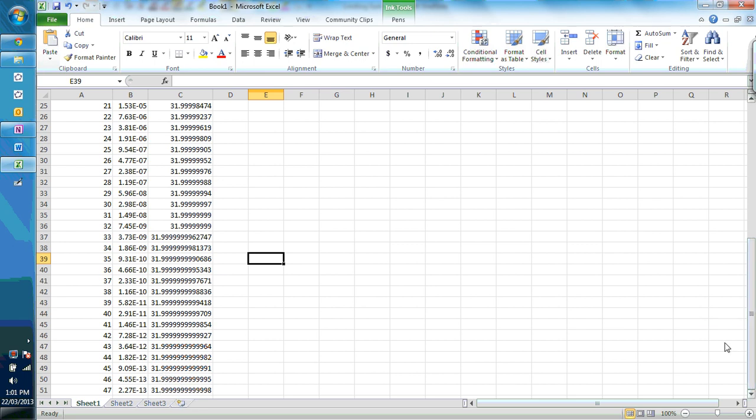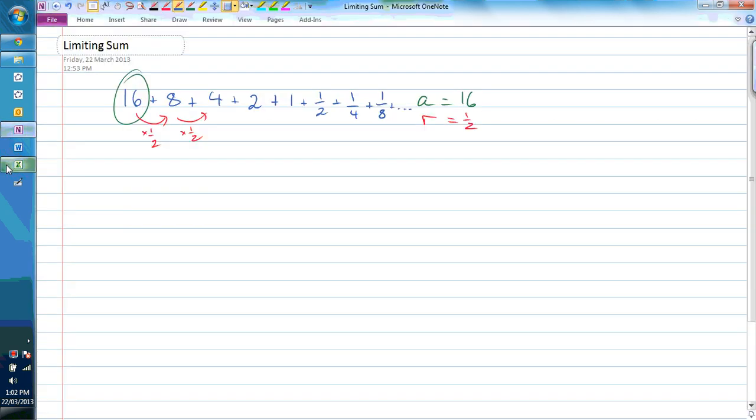And this is the mathematical idea behind a limiting sum. In this particular case we find that the series will indeed get closer and closer and closer to 32, but it will never actually get there. It'll always be a little bit short. And so what we say is, this series has a limiting sum.